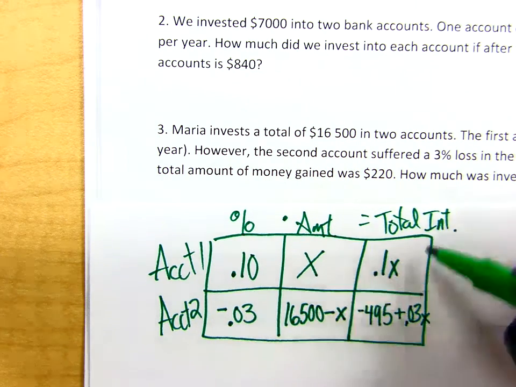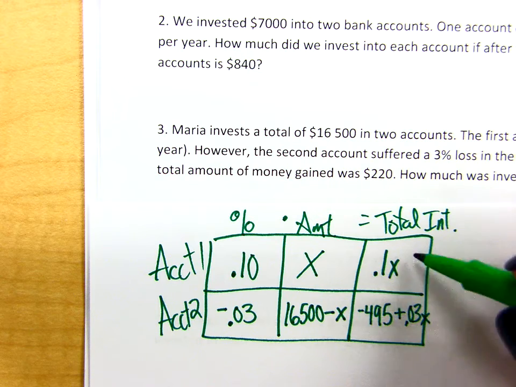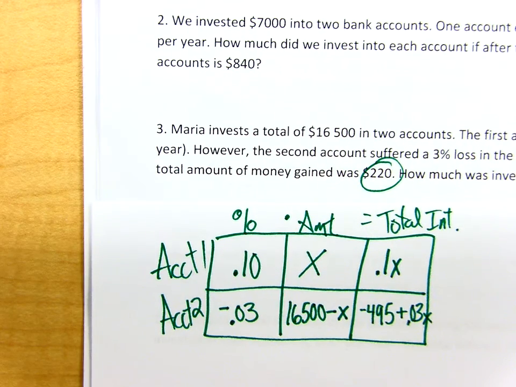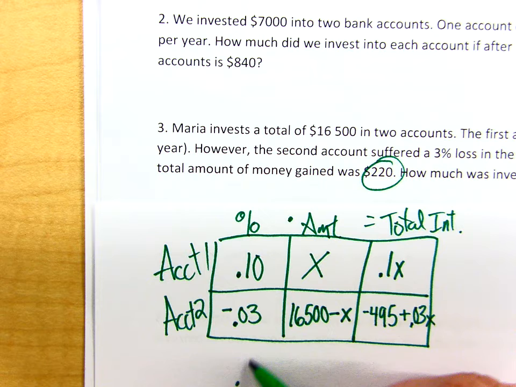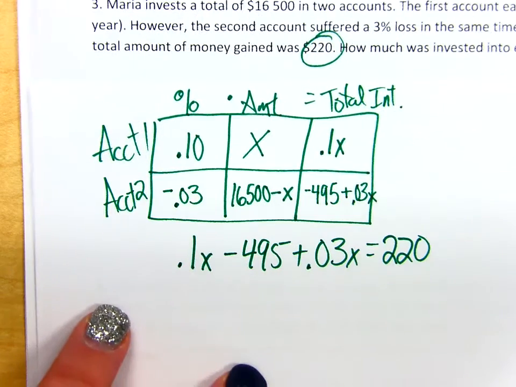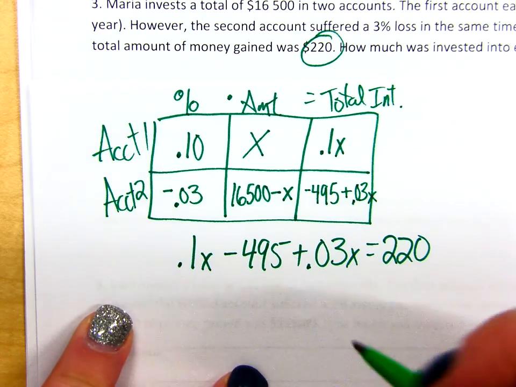Okay, and now what do I do with these two boxes? Add them together and set it equal to what? $220, the amount that was earned after that year. So that's my equation: 0.1x, and then add this in, so that'll be minus 495 plus 0.03x equals 220. And then once we solve this equation, we should be good to go.